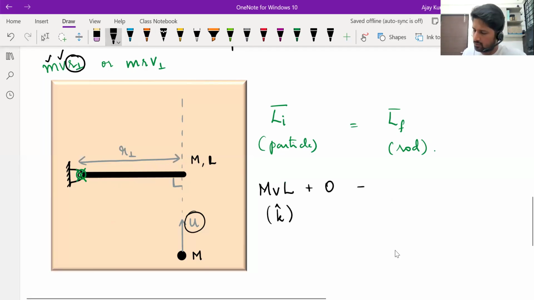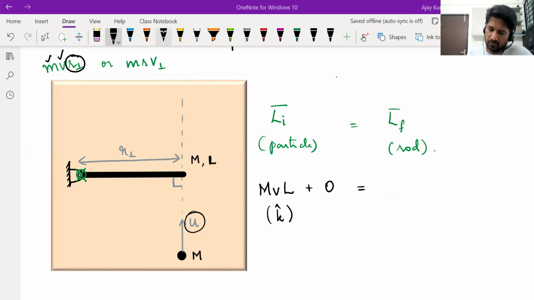Okay, this should be equal to the final angular momentum. Final angular momentum is the angular momentum after collision. And it is given to you in the problem that the particle comes to rest after collision and the rod rotates. So let's assume the rod rotates with an angular velocity omega. After collision, its angular velocity is omega. Now the particle comes to rest, so particle angular momentum is 0. Now we need to write an expression for the rod's angular momentum. Rishi, tell me, what kind of motion does the rod execute after collision?